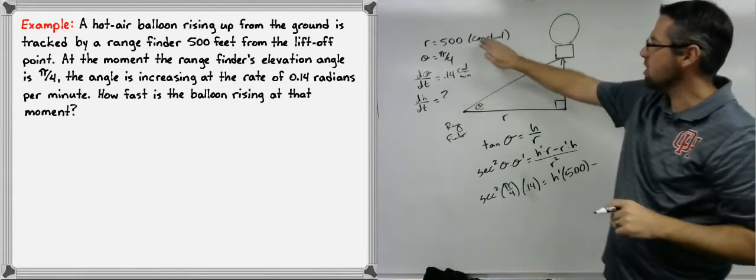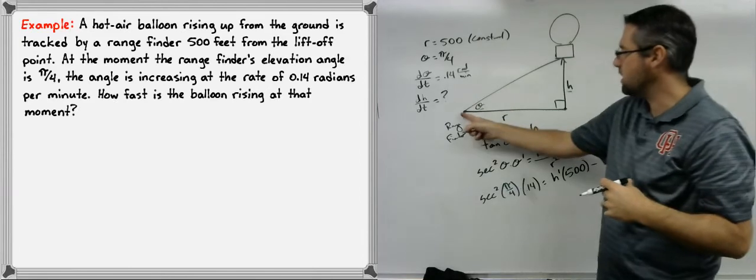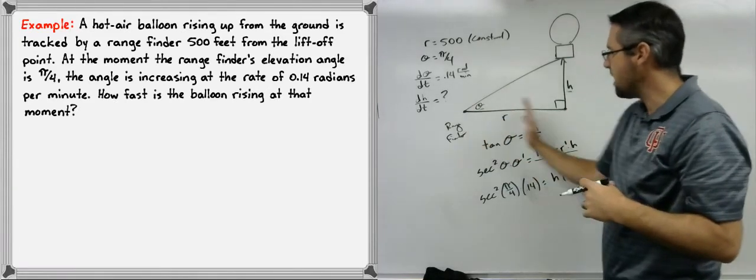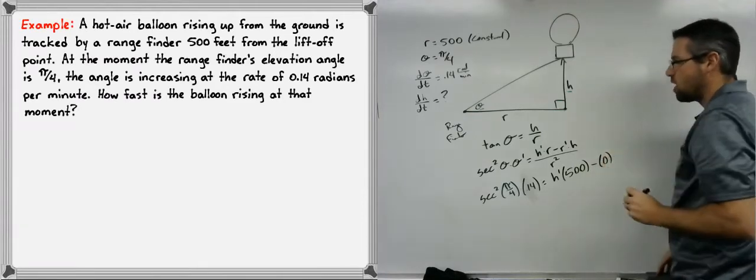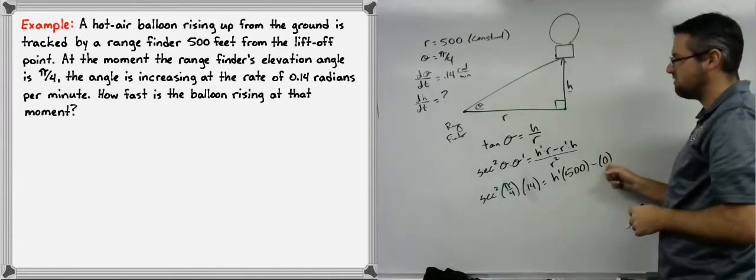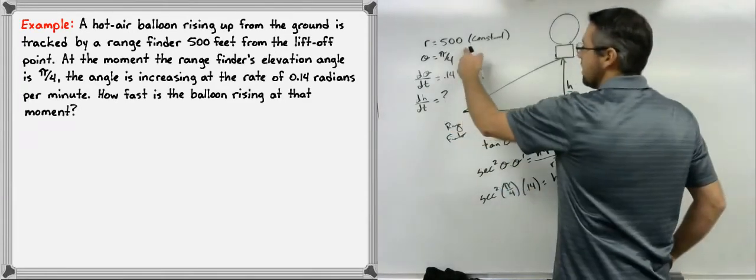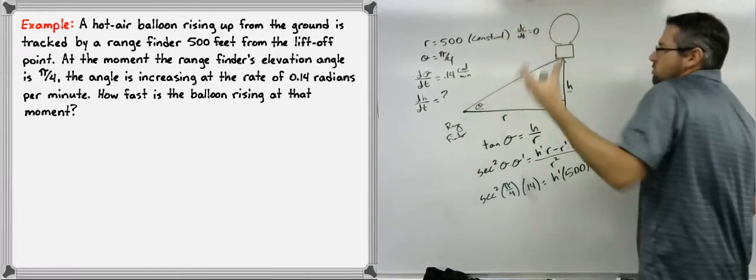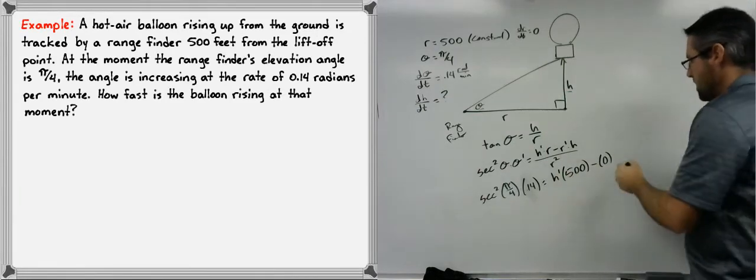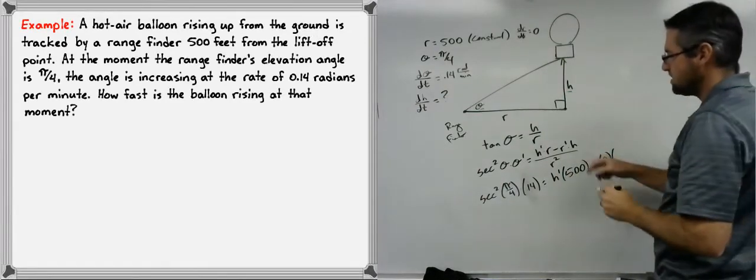But remember, r is a constant. So the question is, how quickly is r changing? What is the rate at which r is changing? R is not changing. R is constant. So therefore, the derivative is 0. We could write this down as a result of this, that dr dt is 0, right? The derivative of a constant is 0. And then times height times h.